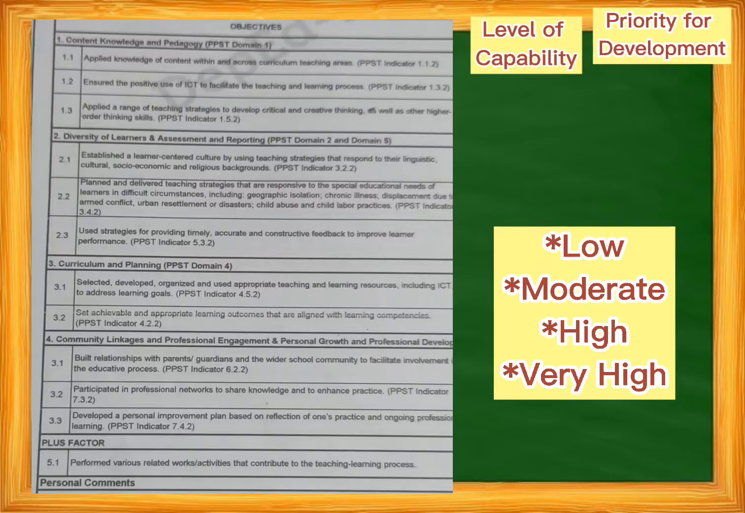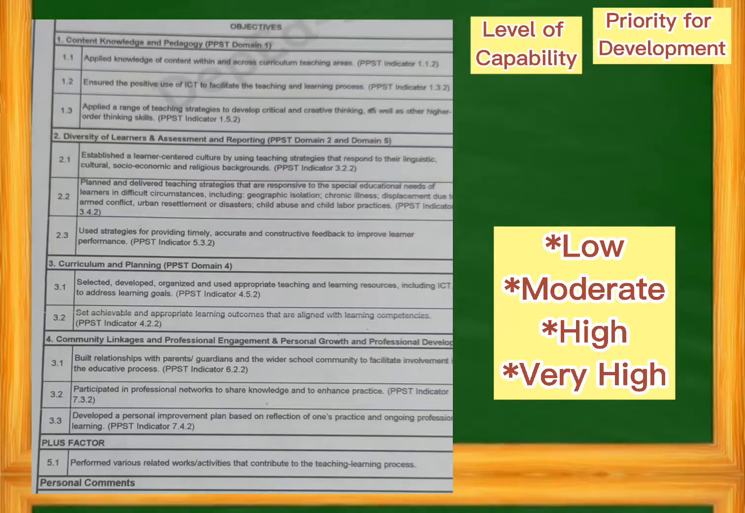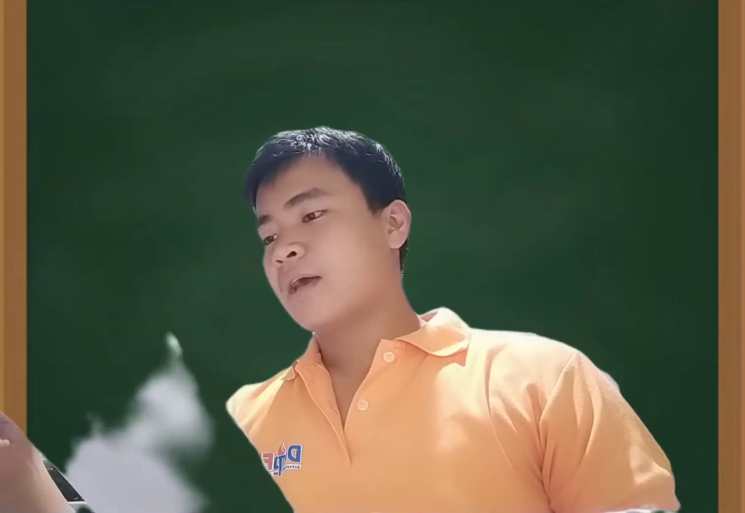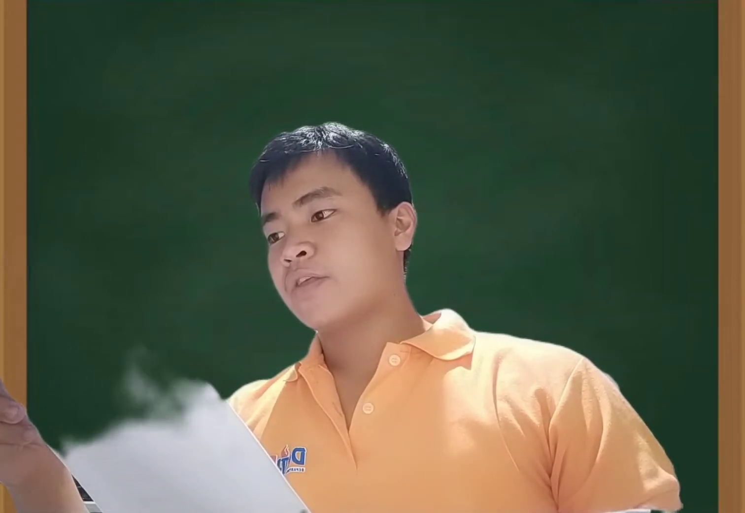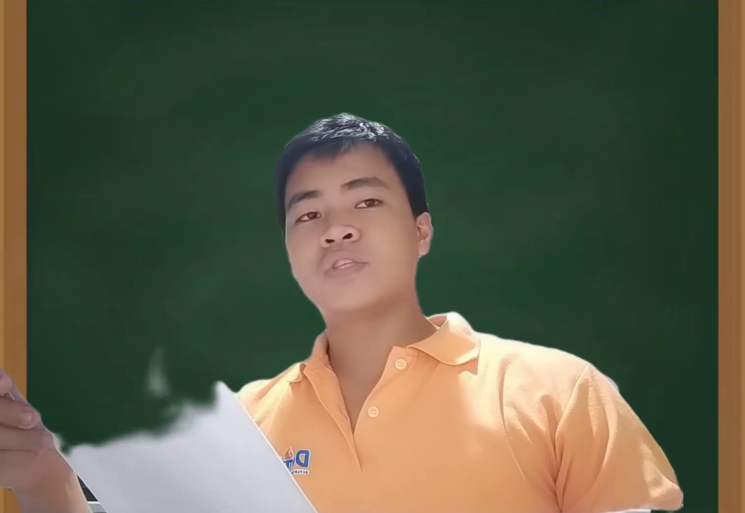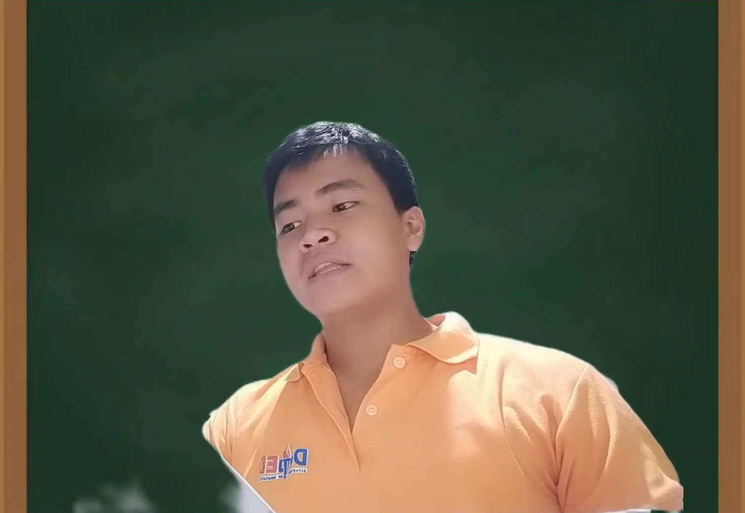And as you can see, there is a level of capability and level of priority of development, and they are rated by low, moderate, high, and very high. Okay, so let's have an example. Let's take the content, knowledge, and pedagogy. And under it, we have here the ensure the positive use of ICT to facilitate the teaching and learning process.